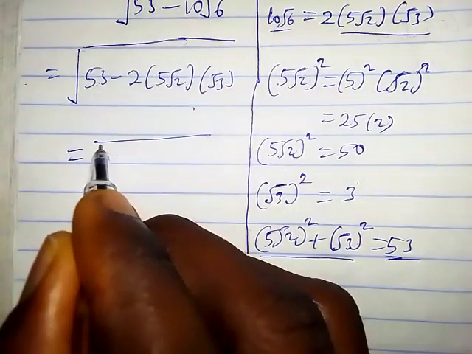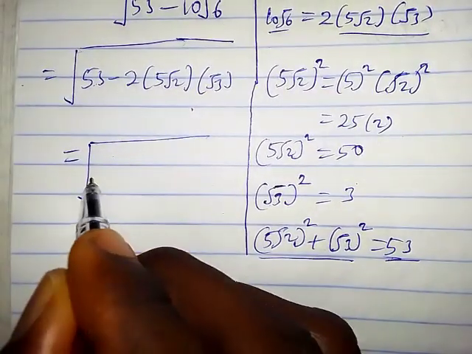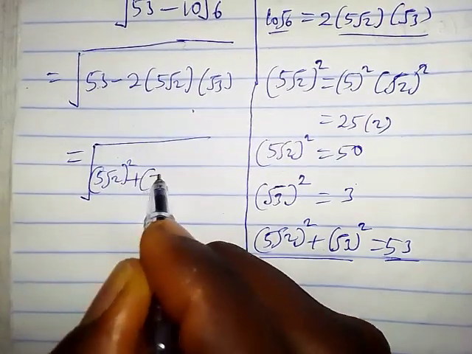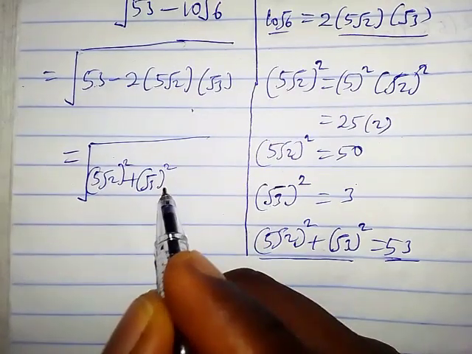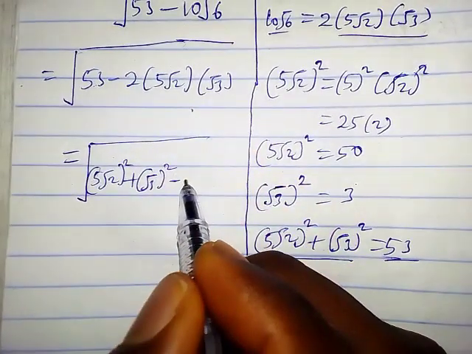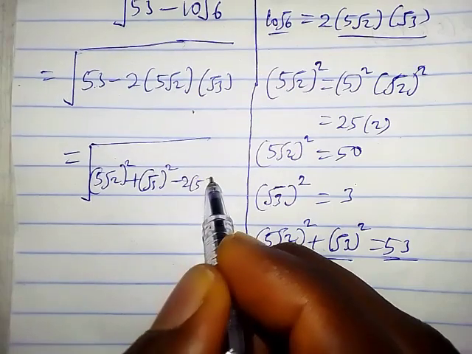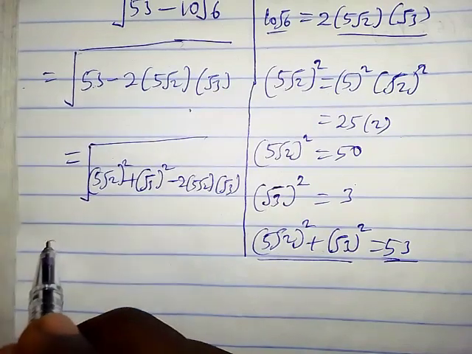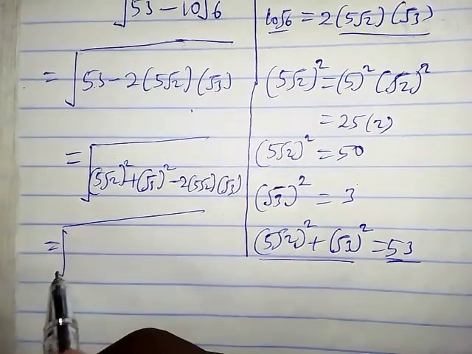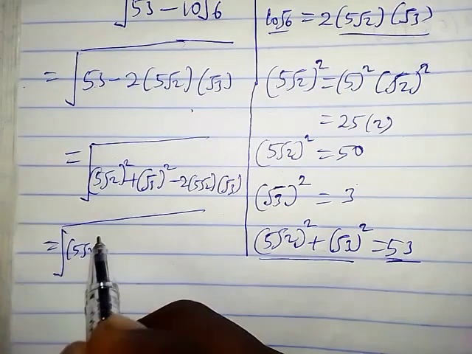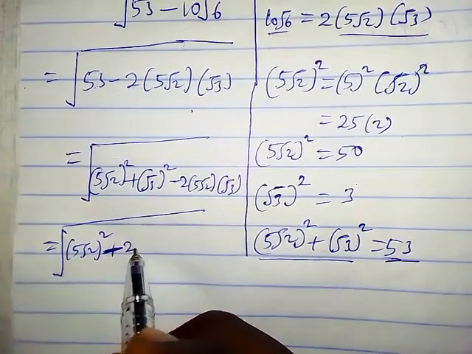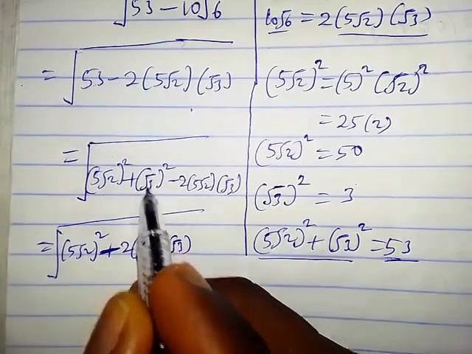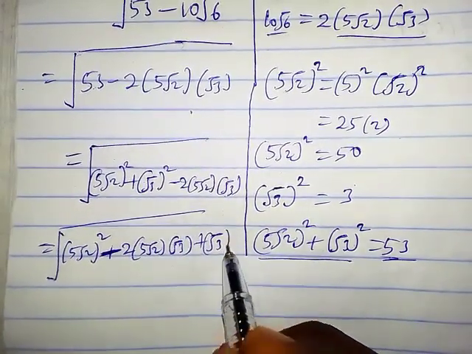So we're going to have the square root of 5 times square root of 2 all squared plus square root of 3 all squared, minus this term, 2 times 5 root 2 times square root of 3. Now let us rewrite this. We're going to have the square root of 5 root 2 all squared minus 2 times 5 root 2 times square root of 3 plus root 3 all squared.